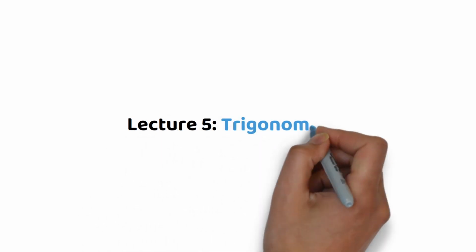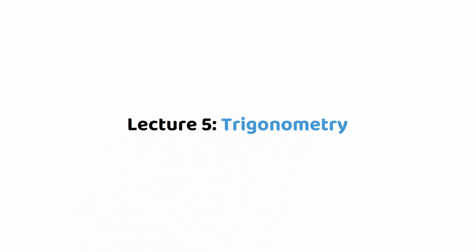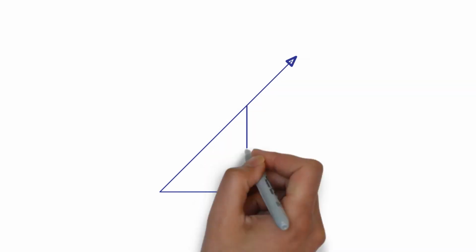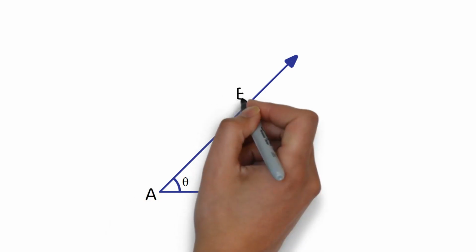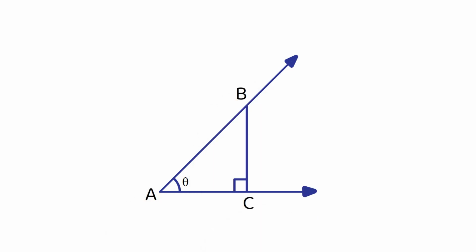Module 5, Trigonometry. Let theta be an angle. From any point on the angle, drop the perpendicular to the other side. Note that we now have a right triangle, ABC, with the right angle, ACB. The longest side of the triangle, AB, is called the hypotenuse.